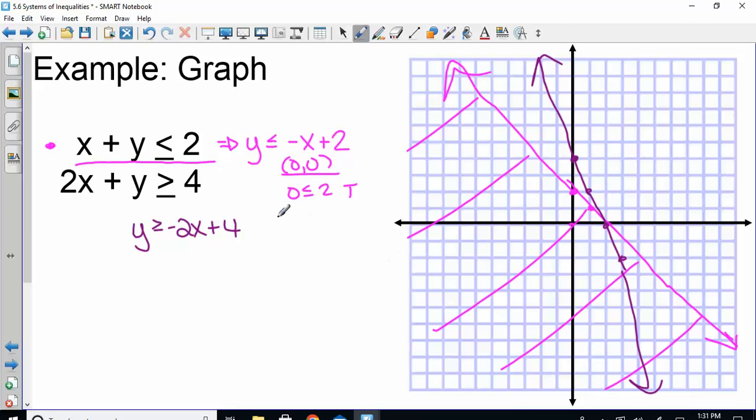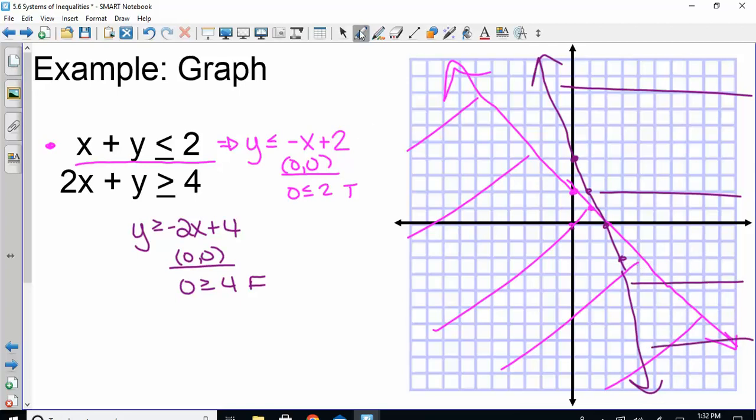And then we need to decide where to shade. So we could do 0, 0. You get 0 is greater than or equal to 4. Is that true or false? False. So 0, 0 did not work, so that means you have to shade the opposite side of the line.